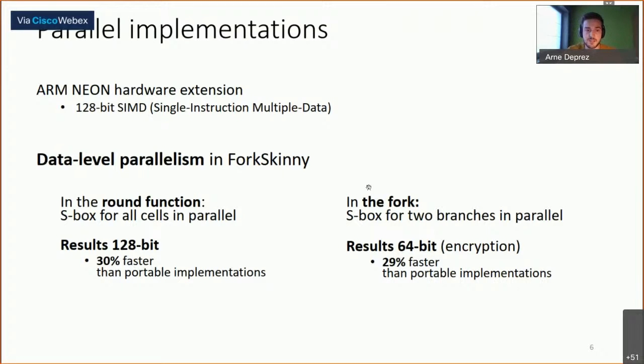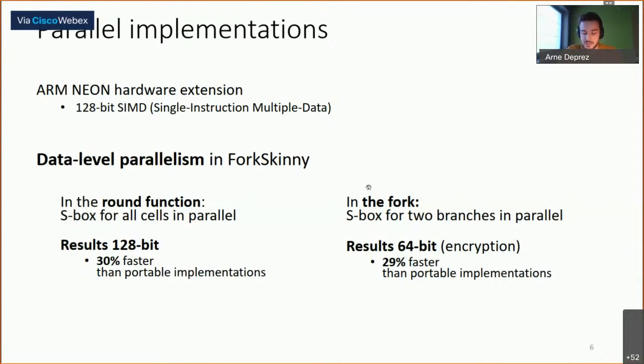A first place where there is a lot of data level parallelism is within the Skinny round function, because the substitution, the S-box, is calculated for all the cells of the internal state. So for the 128-bit variants, that's 128 bits in parallel. And by using the Neon SIMD, we can achieve a speed up of 30% compared to the portable implementations that do not use Neon.